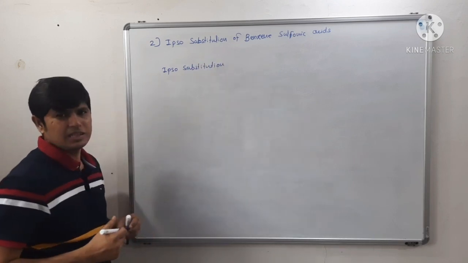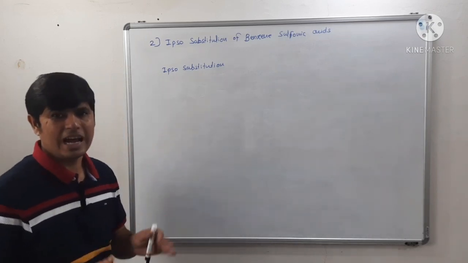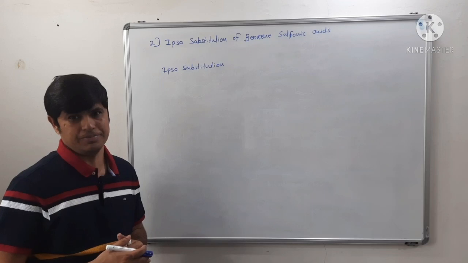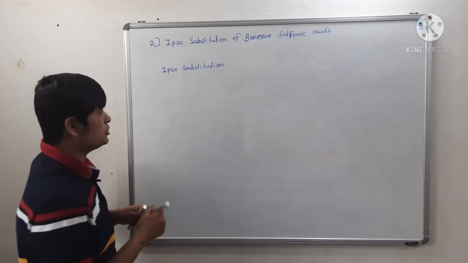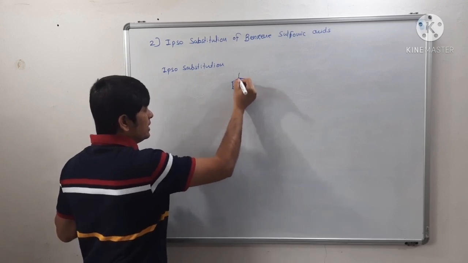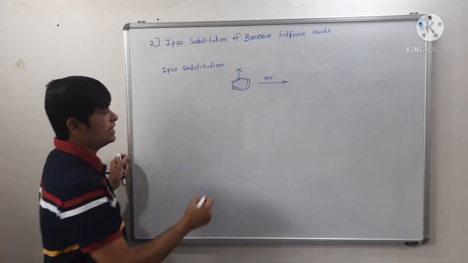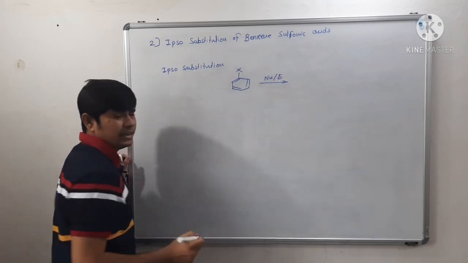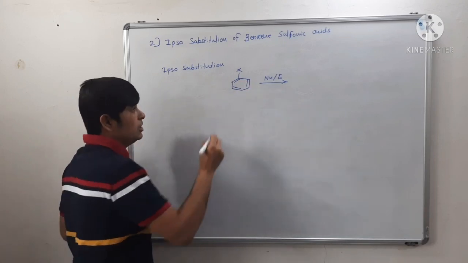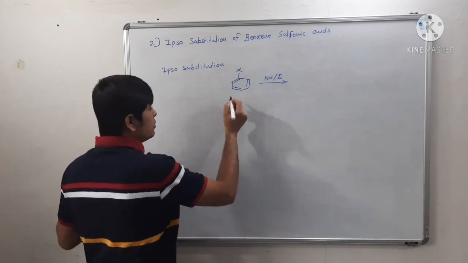In the last semester, in the chapter of haloarenes, aryl halide, we have seen ipso substitution, and cine substitution. Now ipso substitution is a substitution in which the incoming nucleophile or incoming electrophile takes the position which is vacated by the leaving group. So here the leaving group is what?